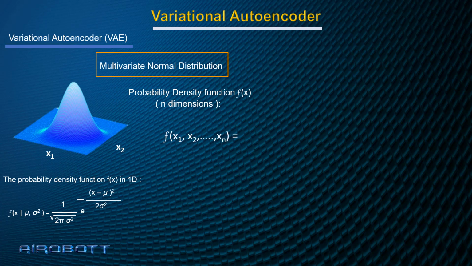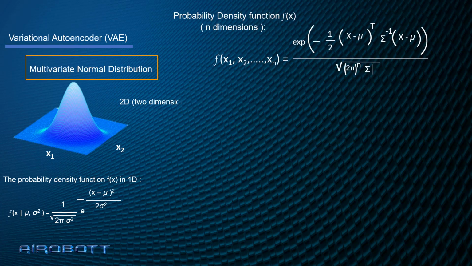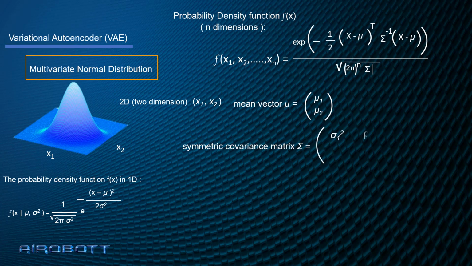F of x1, x2, ..., xn is equal to exponential of minus 1 by 2 into (x minus mu) transpose sigma inverse (x minus mu) by square root of (2 pi) to the power of n into magnitude of sigma. For 2D, say x1 and x2, the mean vector mu equals mu1 and mu2, and the symmetric covariance matrix sigma equals sigma1 square, rho sigma1 into sigma2, rho sigma1 into sigma2, sigma2 square, where rho is the correlation between the two dimensions x1 and x2.